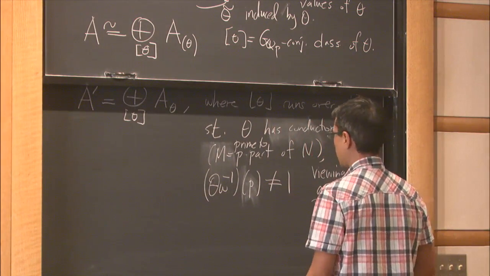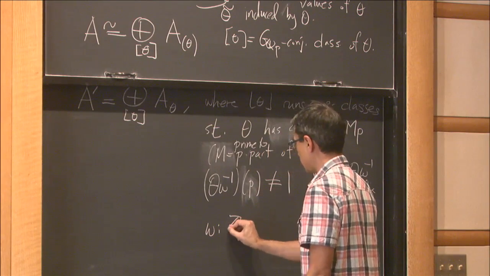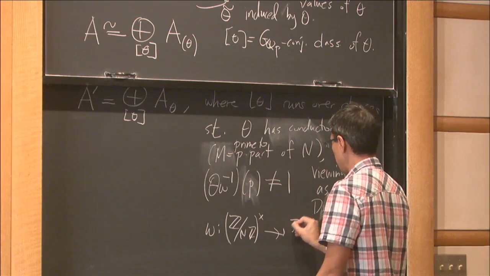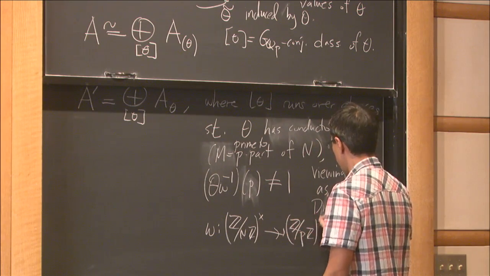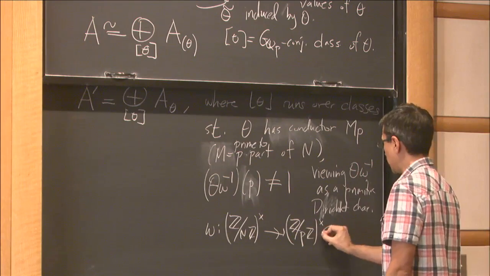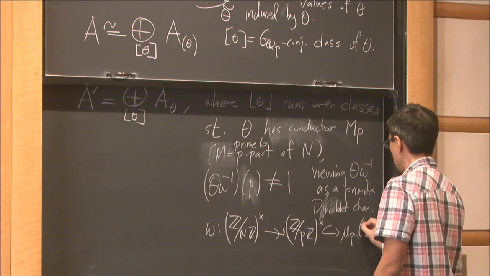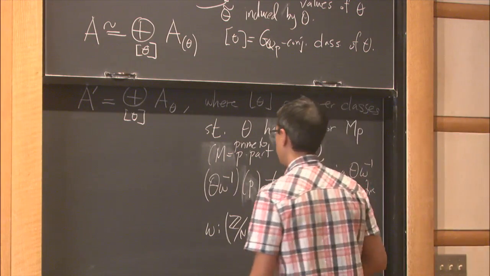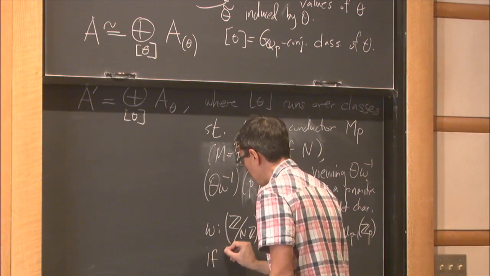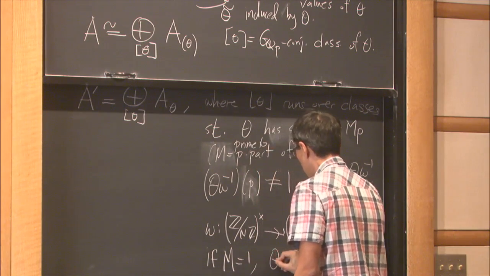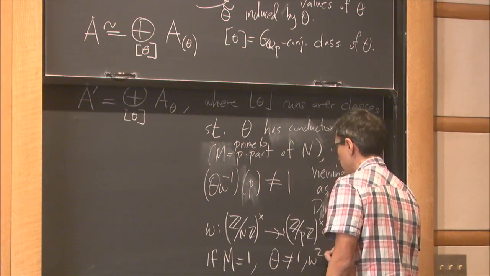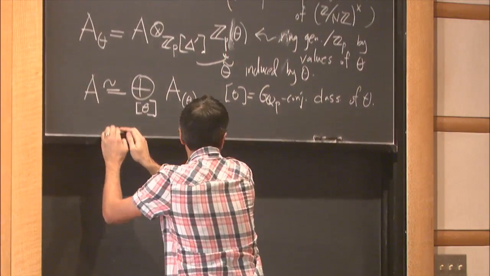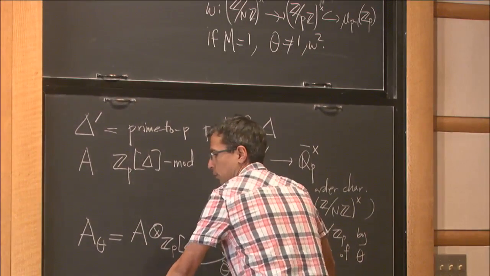And then the final thing, I guess, so let me just tell you what omega is. We think of (Z/pZ)^× as a quotient of (Z/nZ)^×. And then we can inject that by lifting to μ_{p-1} in Z_p. OK. And then the final condition is if m equals 1, then I don't want theta to be 1 or omega squared. OK, so that will be the primed part.